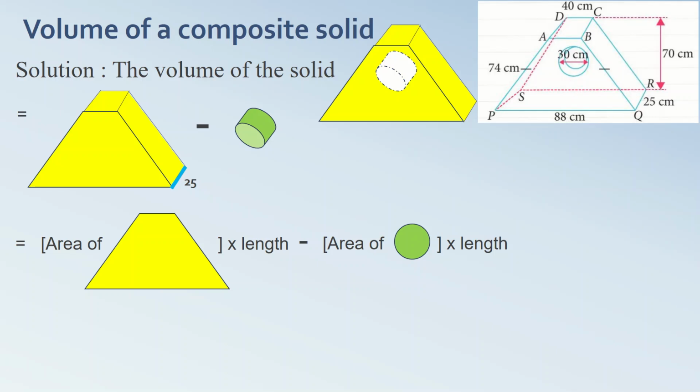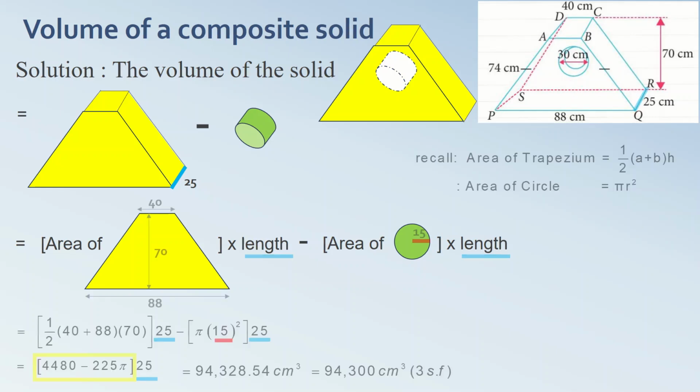Using the formula of volume of a prism and substituting the values into the formula for area of trapezium and circle respectively, we have the parallel sides of the trapezium as 40 and 88, the height of trapezium as 70, radius of circle as 15, and length of prism marked in light blue as 25.